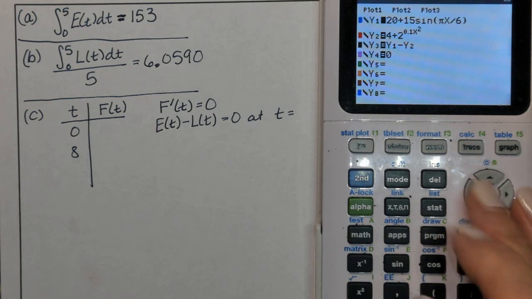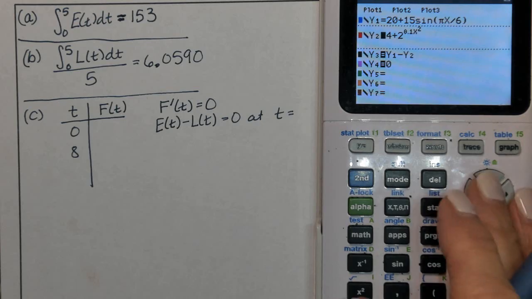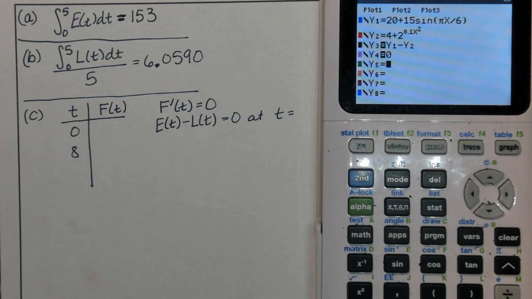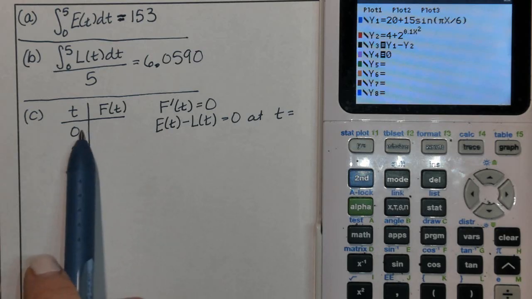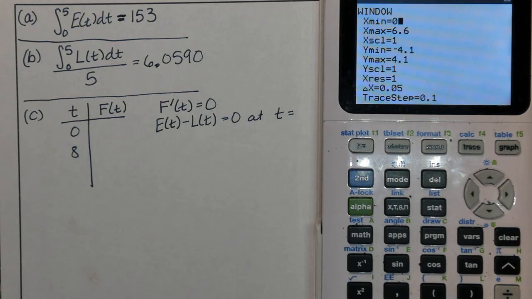I'm going to make it so that I don't see the graph of y1 and I don't see the graph of y2, pushing enter on those equal signs. So now we're only going to see y3 and y4. Okay? So I know I need to see from time 0 to time 8. I'm going to go to my window. I'm going to go from time 0 to time 8.